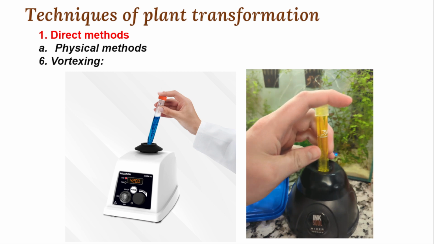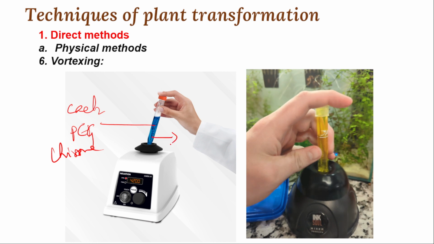Next one is called vortexing. Vortexing is not commonly used, but whenever some cells are not able to take up the Agrobacterium tumefaciens type of gene transfer or gene transfection, we will use alternative methods like vortexing. What we will do is, a solution like calcium chloride or polyethylene glycol is mixed with a chimeric DNA, right? And then one more thing we'll add is silica beads or other types of beads. These beads absorb the chimeric DNA on their surface.